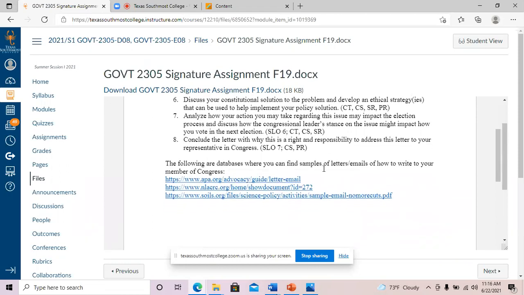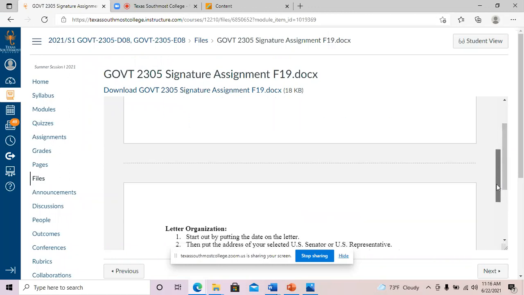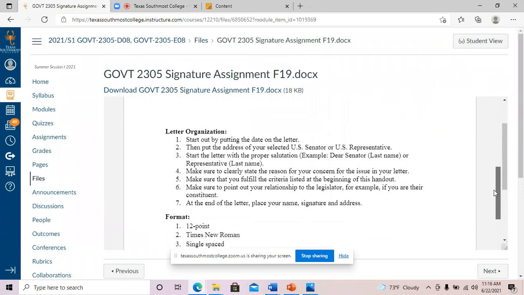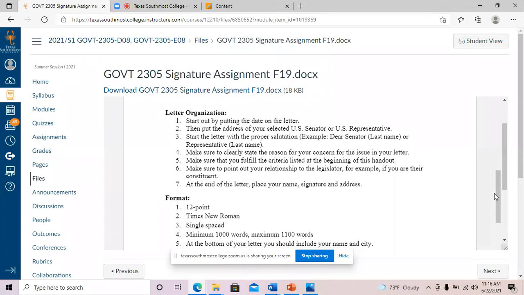So these are some links, some sample letters you can find. Now let's go over the letter organization in terms of what it's going to look like. You start out by putting the date on the letter. Then you put the address of your selected U.S. senator or representative. They have multiple addresses: their Washington D.C. offices, and also their local offices. So it doesn't matter which one you pick, because you're not really going to send this unless you really want to, but you're going to make it look really nice.